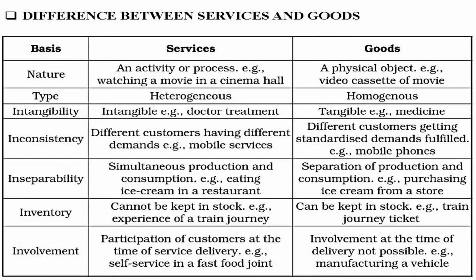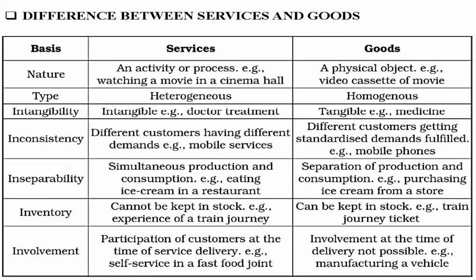Inconsistency. Services vary. Different customers have different demands. Example, mobile services. In goods, different customers get standardized demand fulfilled. Example, mobile phones. If you buy an iPhone X, everybody will get the same iPhone X irrespective of the customer. Inseparability. Simultaneous production and consumption. Example, eating ice cream in a restaurant. You can't separate it. Service will be rendered at that time. For goods, there is separation of product and consumer. Example, purchasing ice cream from a store and eating it somewhere else. Anybody can purchase from a store.